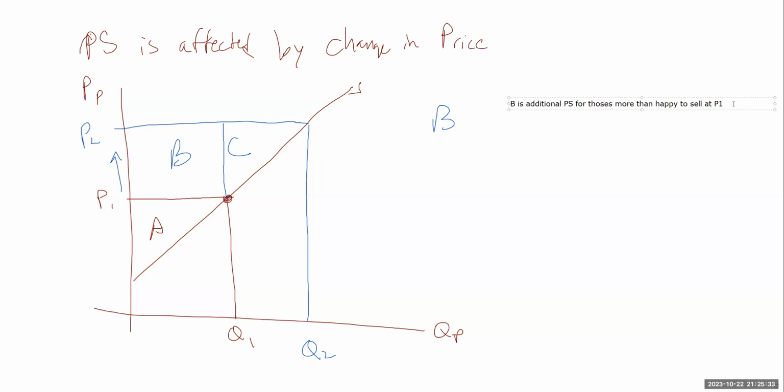Well, what about C? C is producer surplus for new sellers not willing to sell at P1, but now sell at P2. These people were not going to sell pizza at P1. It was too low. But when the price of pizza went up, new people came in and started selling pizza. And those new people that came in and started selling pizza get C.